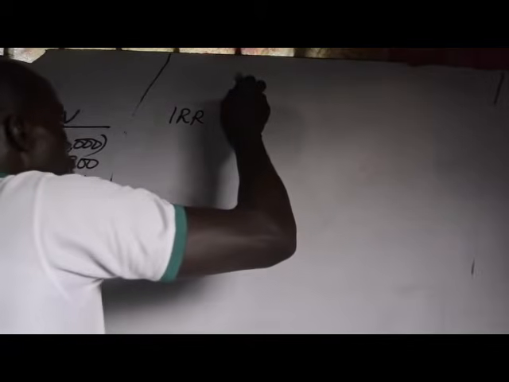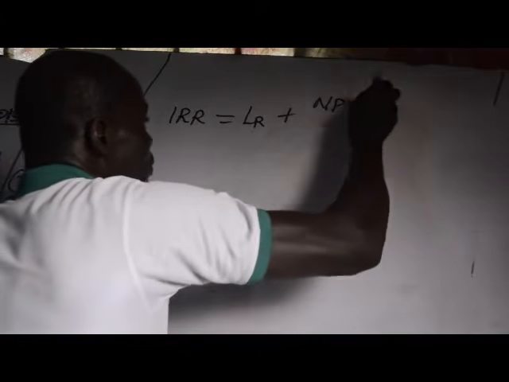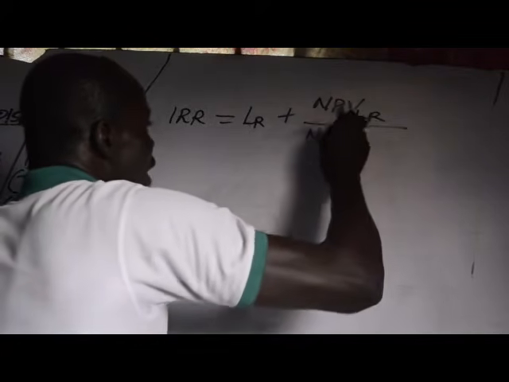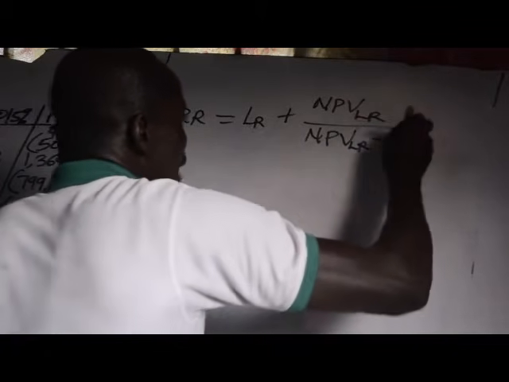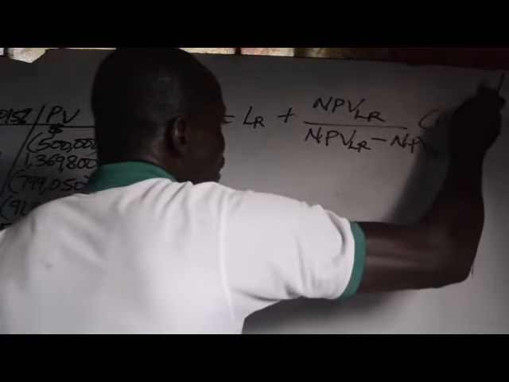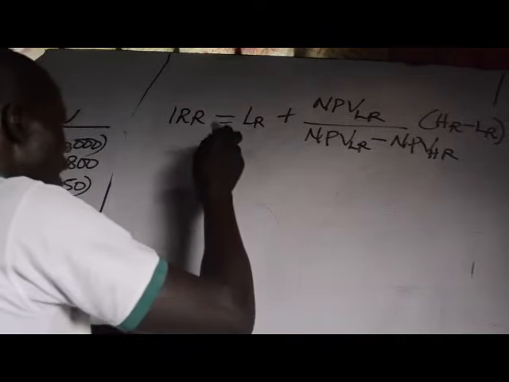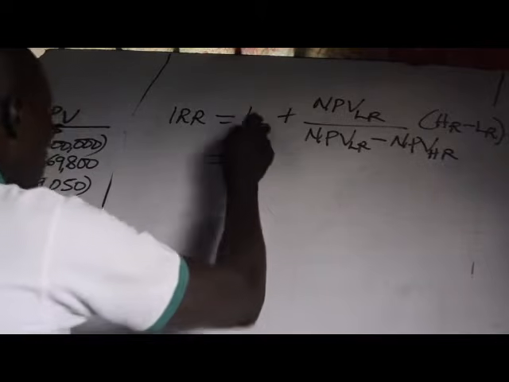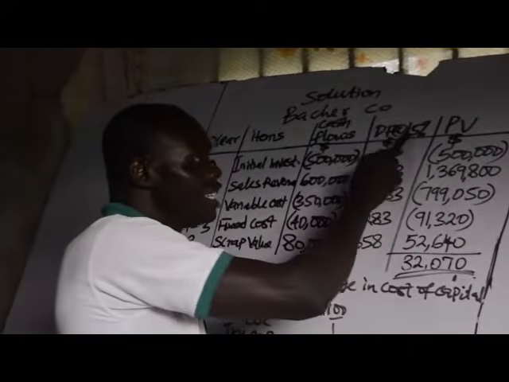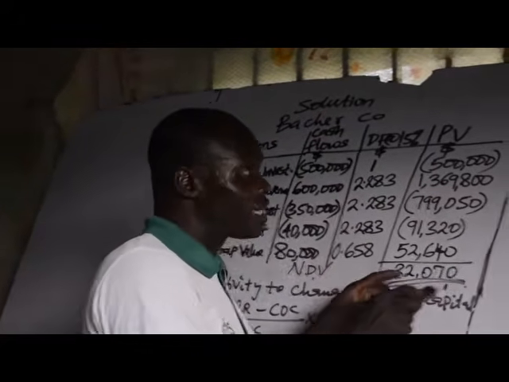Now let's compute the IRR, internal rate of return, by interpolation. We have lower rate plus the net present value at the lower rate over net present value at the lower rate minus the net present value at higher rate, then multiplied by higher rate minus lower rate. That is the formula for calculating the internal rate of return by interpolation. Now, what is our lower rate? Our lower rate is 15%, and the NPV at lower rate is 32,070.